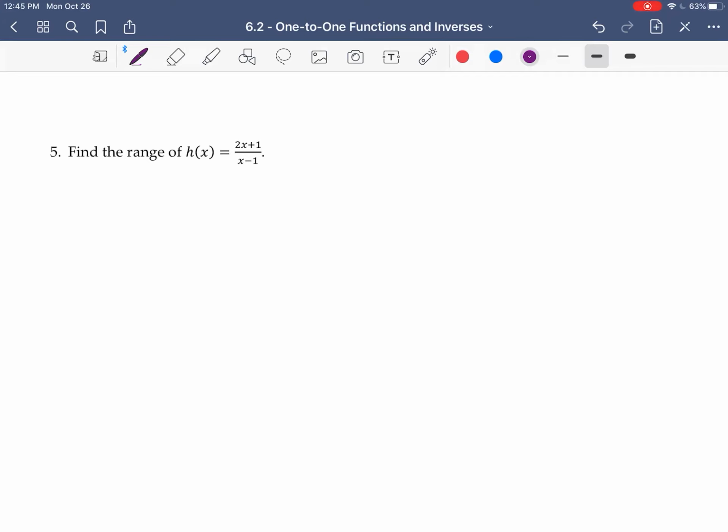Here I want the range of this function, which again is not that easy to find. We could graph it, but it's going to be hard to do. So let's first find, well, we could find the inverse. Maybe I'm going to show you how to do this by finding the range. To find the range here, we want y so that y is equal to 2x plus 1 over x minus 1 for some x in the domain.